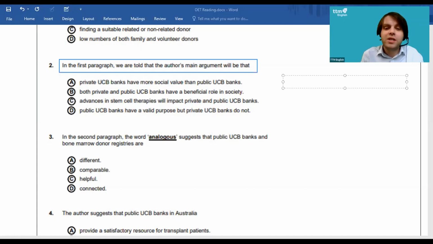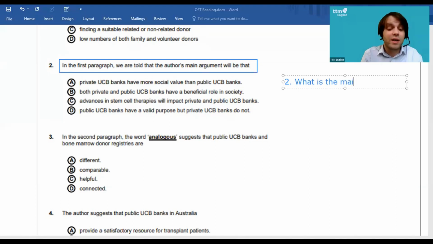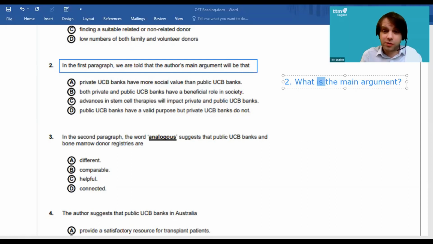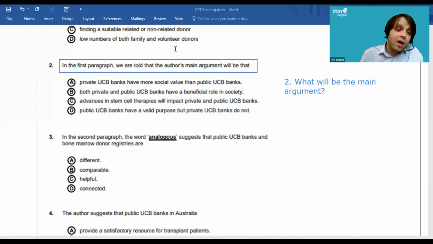Okay, now how can we turn that into a question? What is the author's main argument? Or look at the question though. What about this? Main argument will be. Oh yeah, will be. So is it future or past? What will be the main argument? Okay, so that's the question we're going to keep in our heads. Now, Sujith, are we going to read this now?